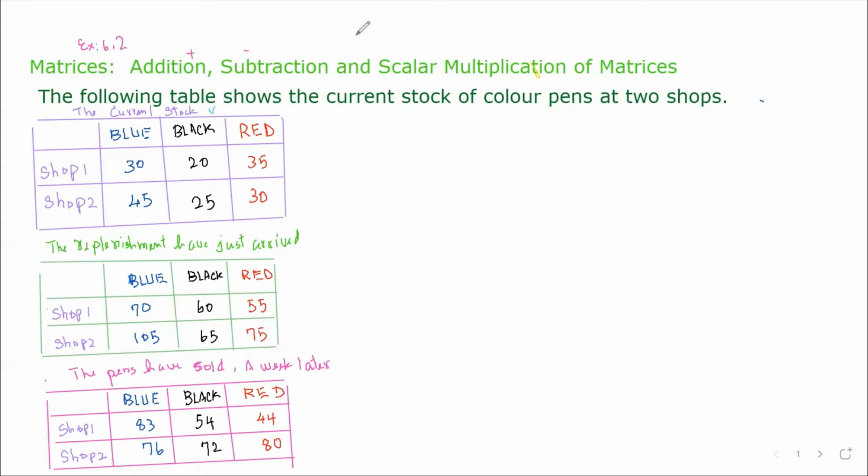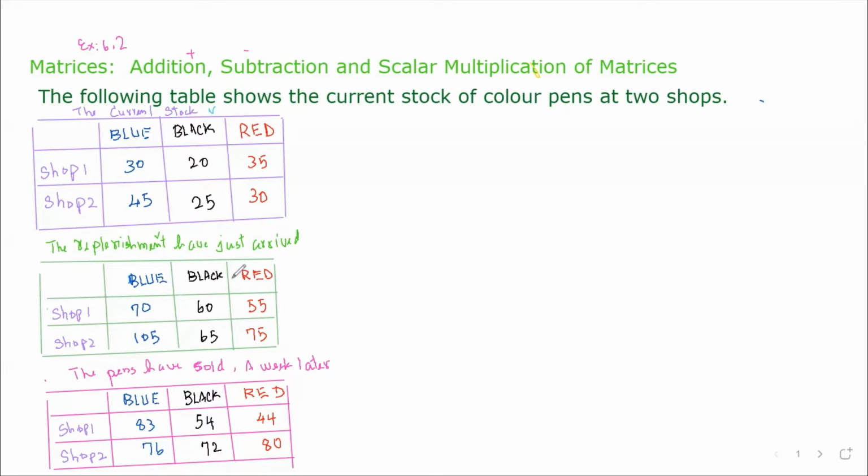And the green table here represents the replenishment, like a new cargo they ordered or purchased. This one is in the stock, but this one is the replenishment, the cargo they just received. So this company bought more blue pens, 70 pieces for the first shop, and for the second shop they bought 105 more.